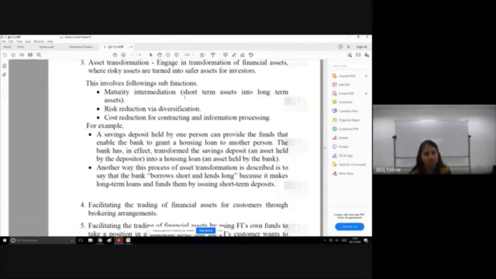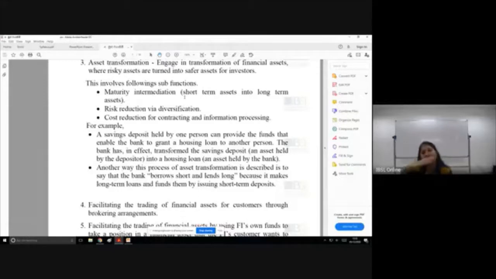If I know I don't need it for a long time. Okay. So if I'm putting into a savings or a current account, I need funds any moment, I need to take it out. Okay. So my maturity outlook is short term. Any moment I need to take it out.